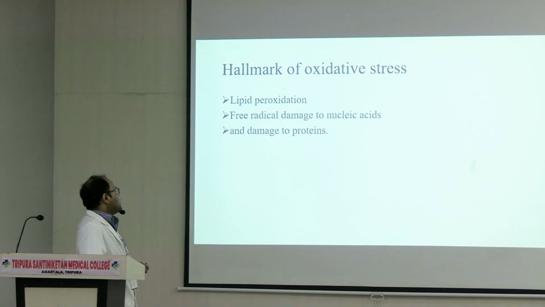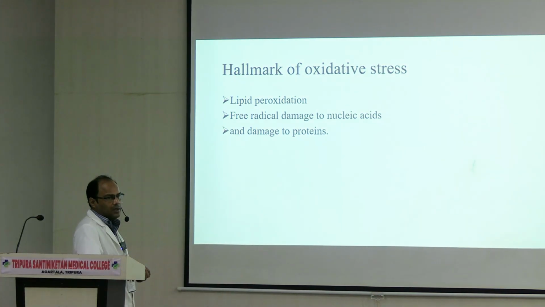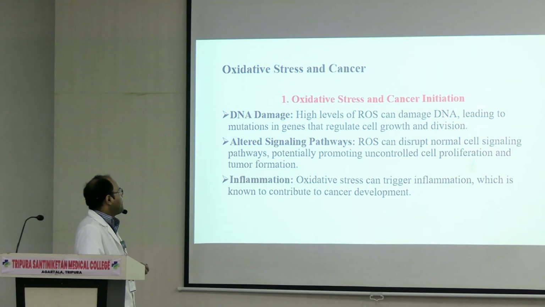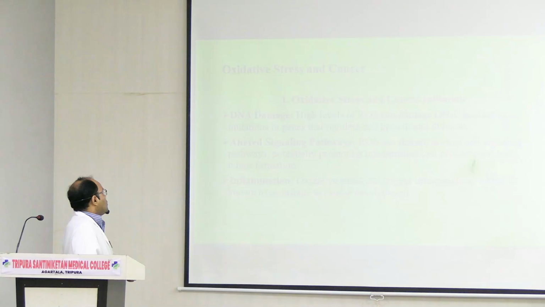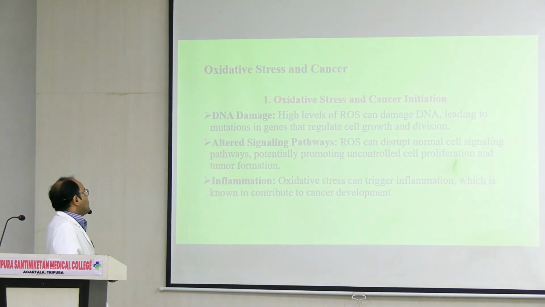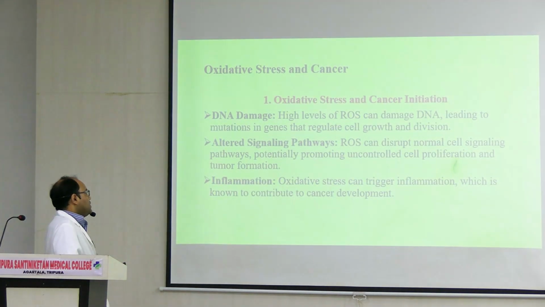So the hallmarks of oxidative stress are: first one is lipid peroxidation, next free radical damage to nucleic acids, damage to proteins, okay, cell membrane. This is the hallmark of oxidative stress diseases. Now discuss something about oxidative stress and cancer. So oxidative stress and cancer, first stage is oxidative stress damage to the DNA. Okay, this is called cancer initiation.